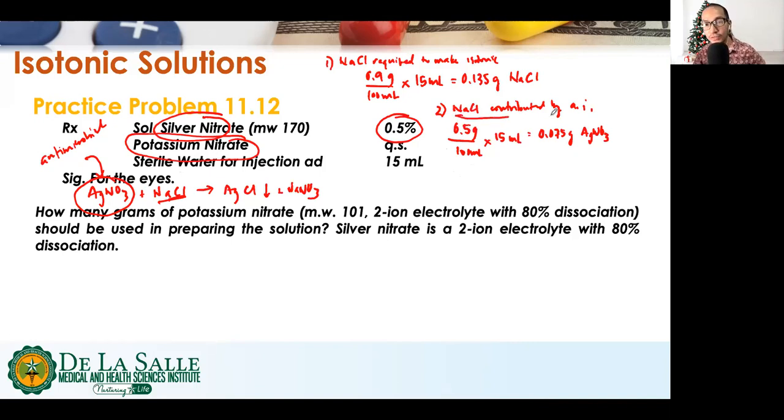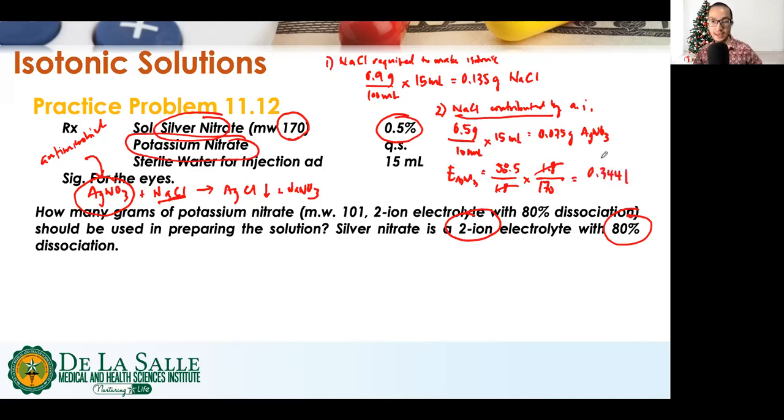So we are just computing for the sodium chloride that is contributed by the active ingredient. Now, what else do we know? We don't know the E value of silver nitrate. So we will need to determine the E value of silver nitrate as well. The E value is 58.5 divided by 1.8 times the I value. Here it says silver nitrate is a 2-ion electrolyte with 80% dissociation, so its I value is also 1.8, divided by the molecular weight of silver nitrate, which is stated here, 170. Cancel this one.